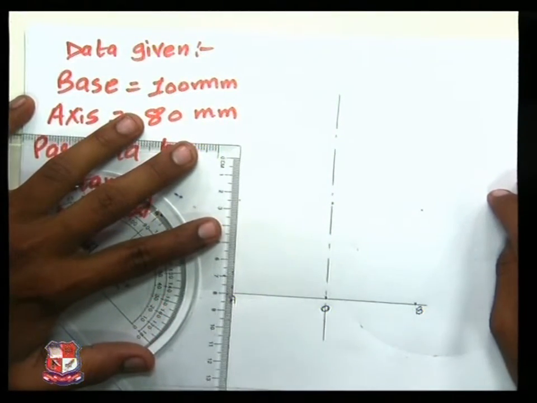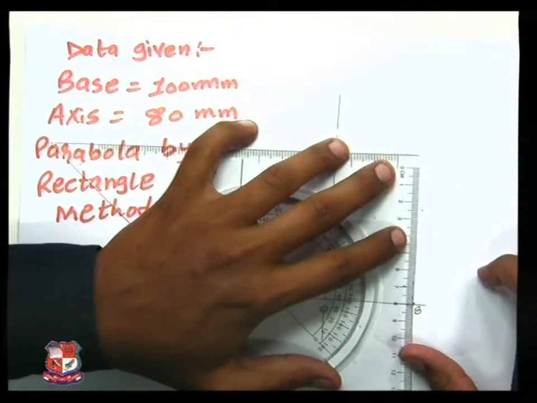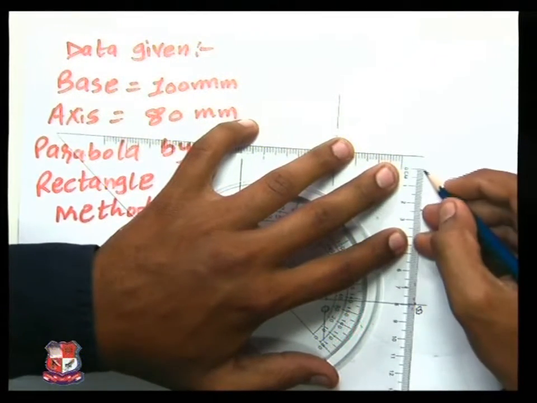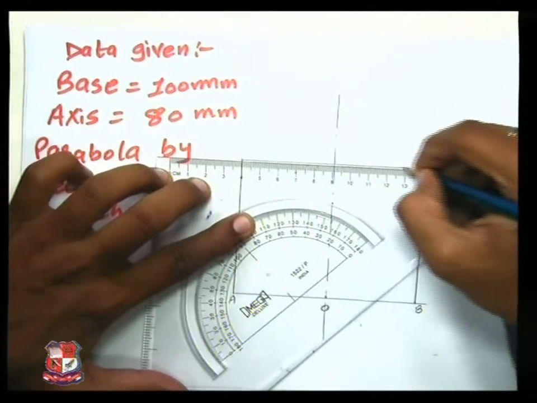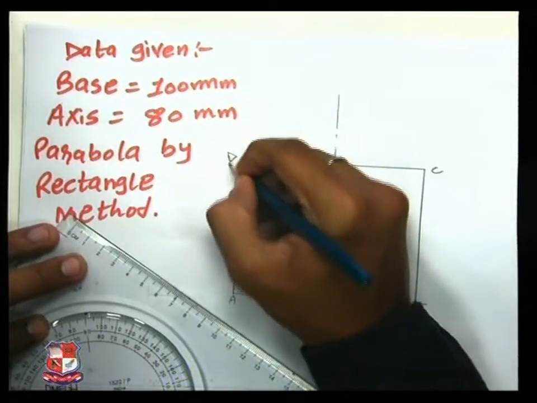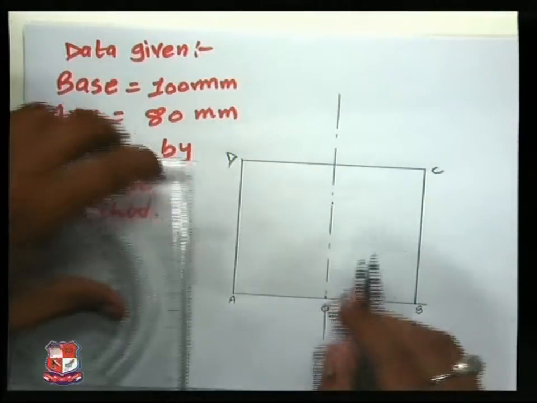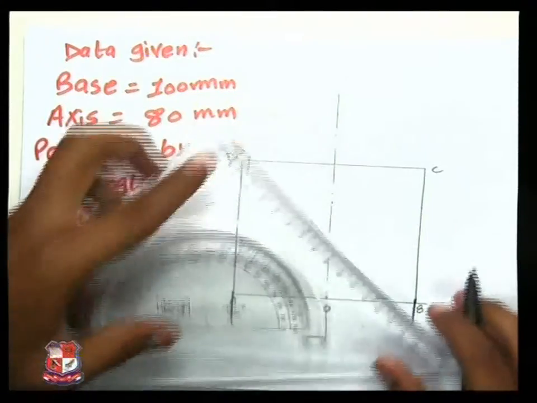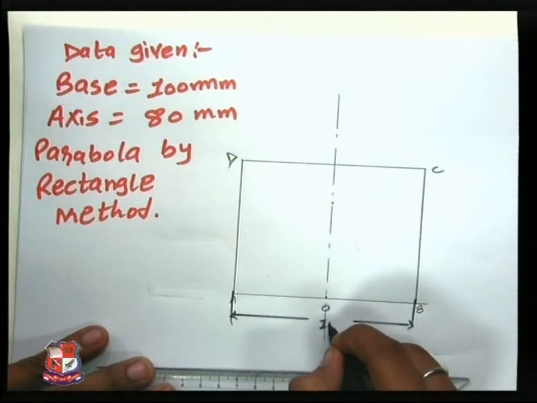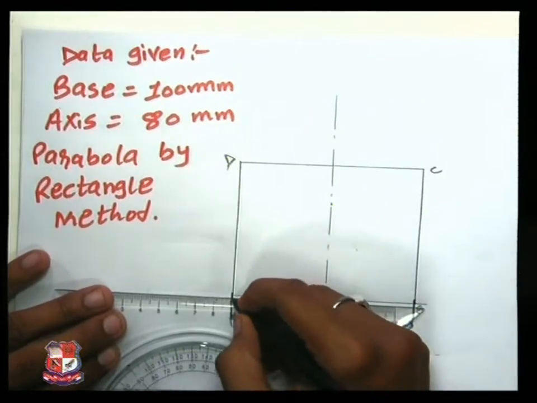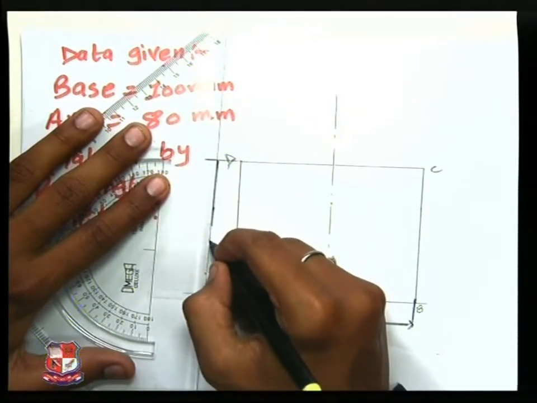Taking the axis length as 80 mm, draw a line of 80 mm. Over here also, draw a line of 80 mm. Join both these lines together. We have got a rectangle ABCD, whose base length is 100 mm and whose axis length is 80 mm.